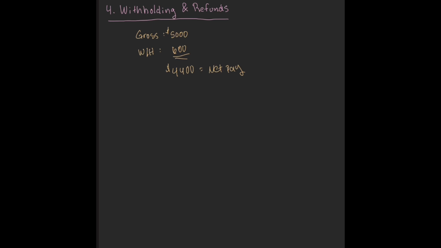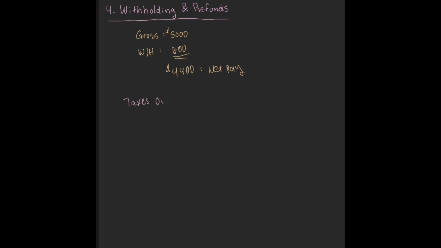So throughout the year, if your employer takes out and withholds more than what the IRS thinks you should, then you'll get a tax refund. If your employer does not hold back as much money as they should, then you're going to have to pay taxes when you go to file your tax return.